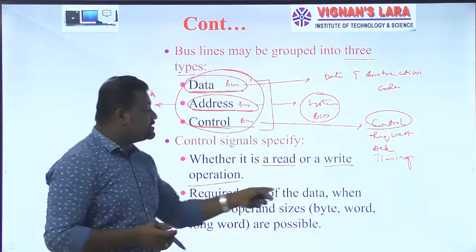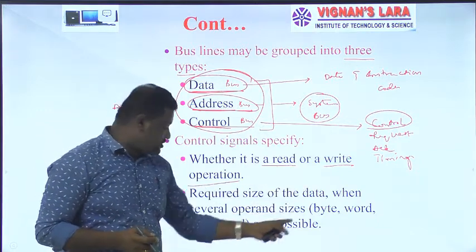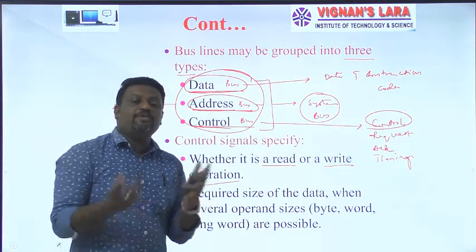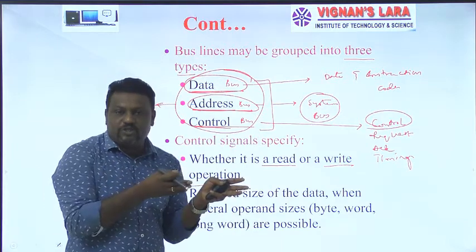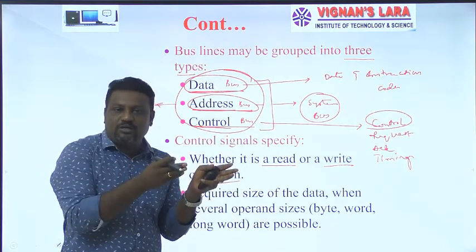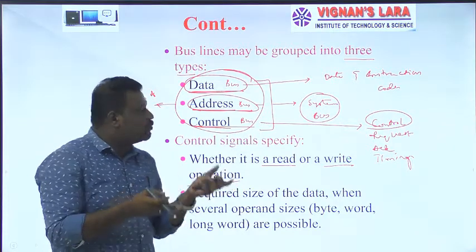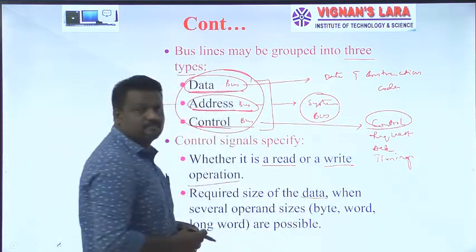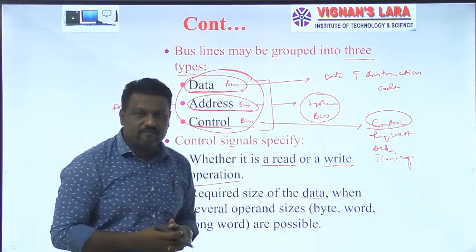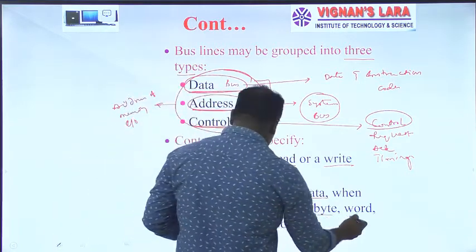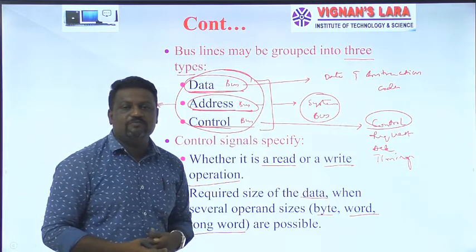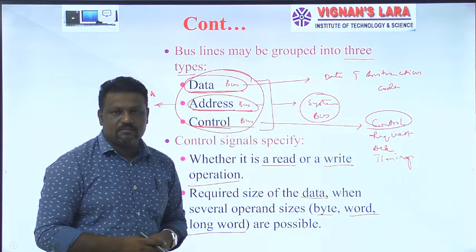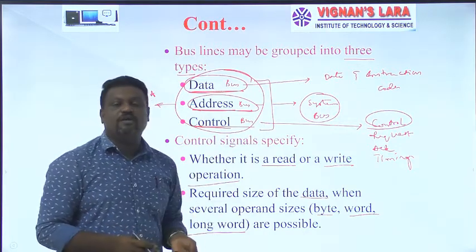One more thing is the required size of our data when several operand sizes are possible. Sometimes your CPU does operations on bytes, sometimes on words, and sometimes on double words. Again, the control signals specify what your data size is. For a specific operation, the data size may be byte, word, long word, double word, or quad word. This is also indicated with the help of the control signals.